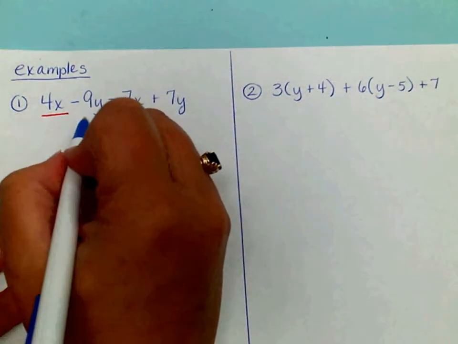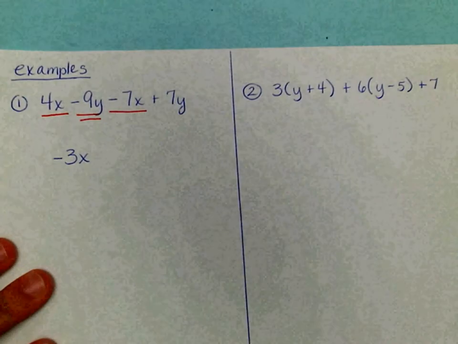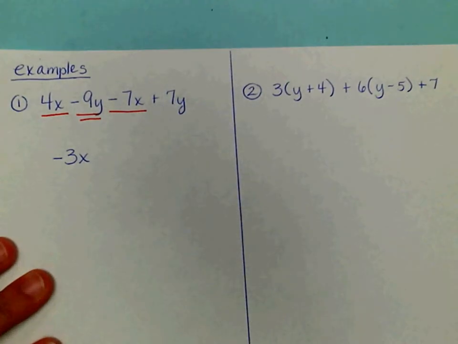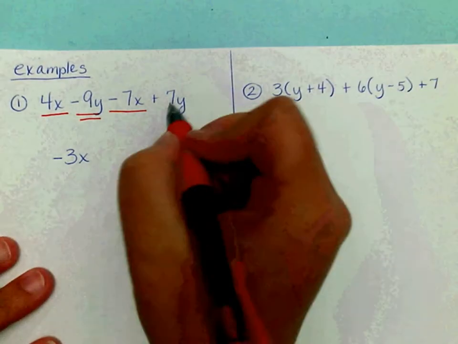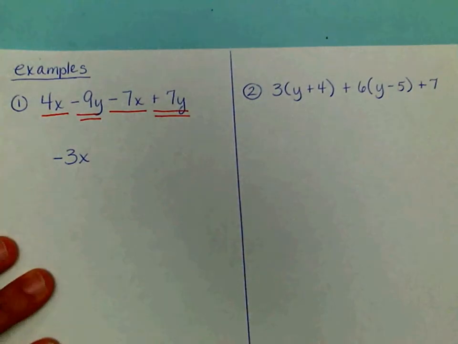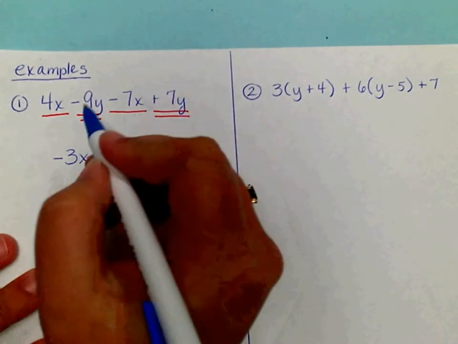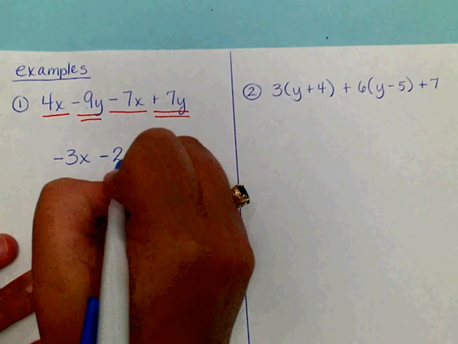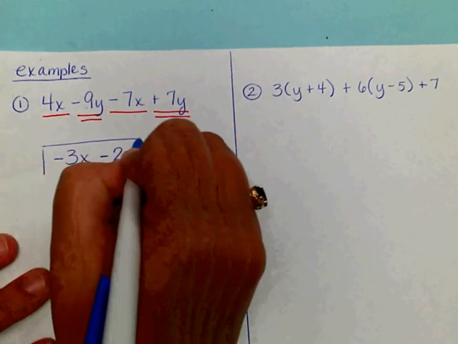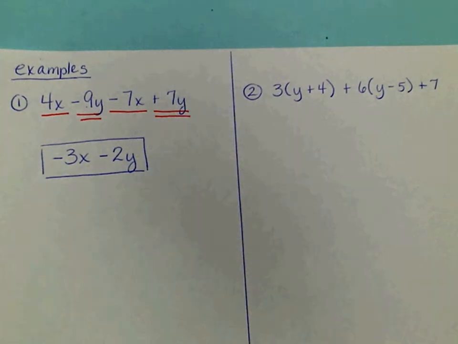The next term that we see in the line is negative 9y. So now we want to check to see, are there any other terms in that expression that also contain the variable of y? And notice there's only one term left at the very end, and that is a positive 7y. So negative 9 plus 7 will subtract and give us a negative 2y. So we were able to combine like terms and now have the result of negative 3x minus 2y.